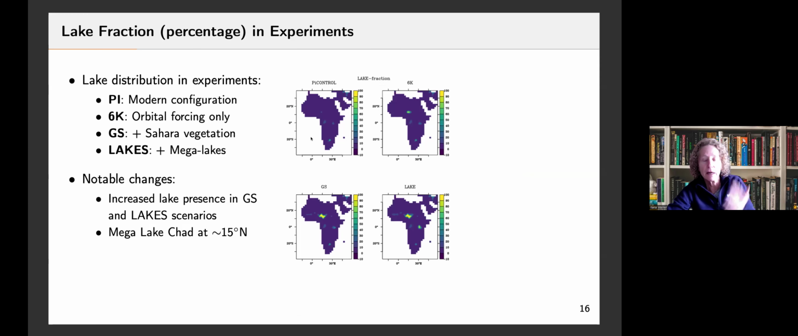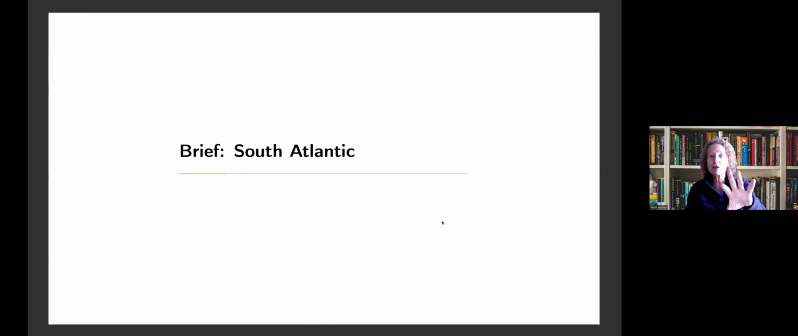So we have the pre-industrial control, we have the PMIP or the 6K, which is just the orbital changes. Then we have the Green Sahara experiment, where we prescribed more vegetation and we have the increased lake presence. Then finally, we have what I call the lake experiments, where we have the enhanced area of these lakes and more distribution. And then we have explicitly the mega lake Chad. So these are our four cases and the results I'm going to show.